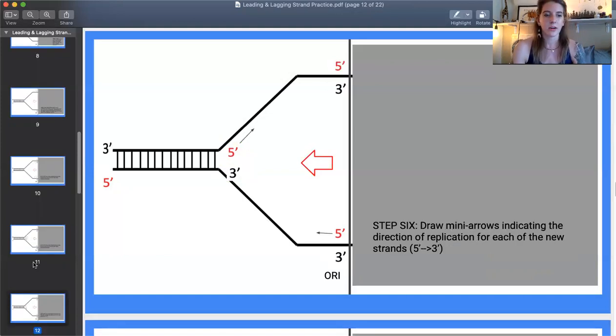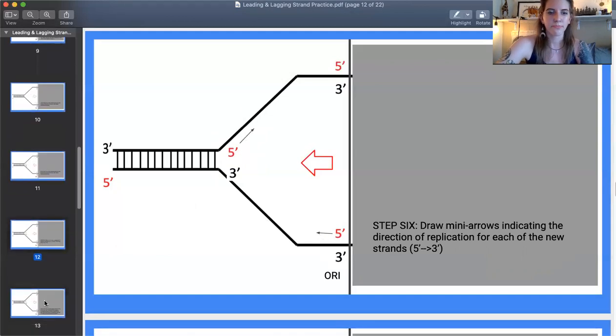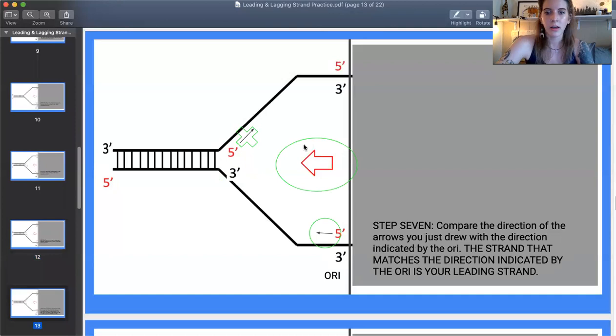Okay. All right, so now what I like to do is say, okay, we know that synthesis is always going to happen in the 5' to 3' direction. So I'm just going to draw little miniature arrows showing which direction that is for each of the strands. So you can say, okay, 5' to 3', draw this little arrow. 5' to 3', draw this little arrow. And now what we can do, since we physically drew the direction of the origin of replication, this is going to be really easy. It doesn't require much active thought at this point. We can just say which strand has the direction of synthesis that matches the direction of the origin of replication.